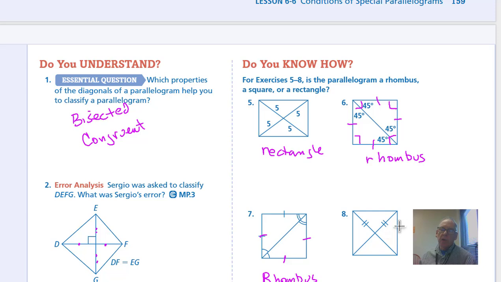Okay, let's look at number 8. These two pieces are congruent. They're not saying anything about the diagonals being congruent. Now, if they were congruent, that would be enough for it to be a rectangle. Let's see. I don't think we have, okay, vertical angle is going to be there, and there.